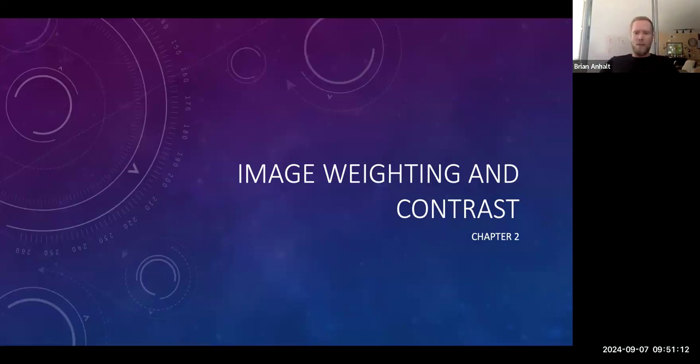Weighting and contrast. Weighting is a weird word for this, but we'll find out why.